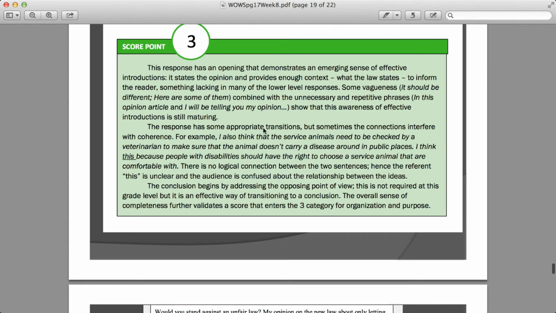The response has some appropriate transitions, but sometimes the connections are interfering with coherence. For example, I also think the service animals need to be checked by a veterinarian to make sure the animal doesn't carry disease around in public places. I think this, referring to the veterinarian, because people with disabilities should have the right to choose a service animal they're comfortable with. That's not really a logical connection between a veterinarian and then people get to choose. It should have had more to do with the disease instead of going into being comfortable. So they felt that was a little bit unclear.